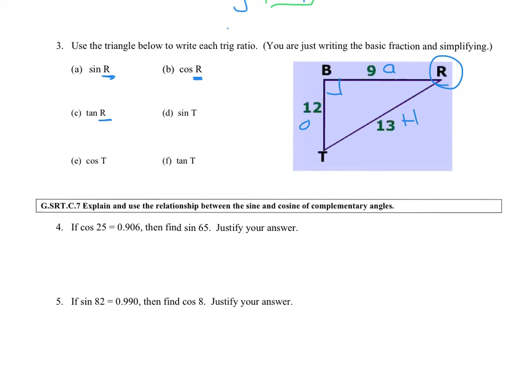Usually what I do is I'll write the saying on the top, so SOHCAHTOA. And then in this first one, I need sine, which is right here. So I need an O and an H. The O is 12 and the H is 13. And so it's going to be 12 over 13 for sine of R. And then I need cosine as well for letter B, and I need A and an H for cosine, so that's the 9 and the 13. So I'm going to do 9 over 13.